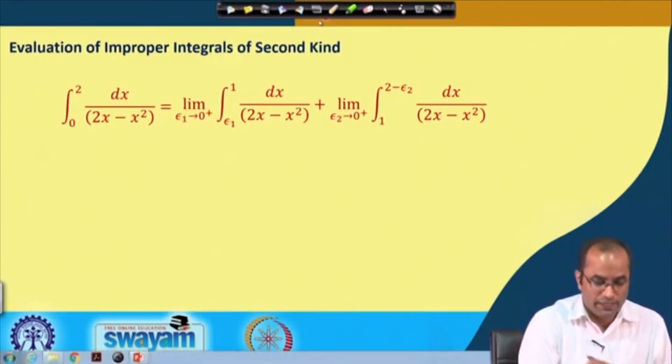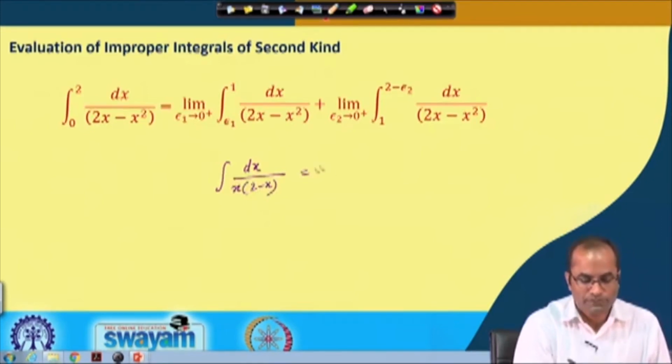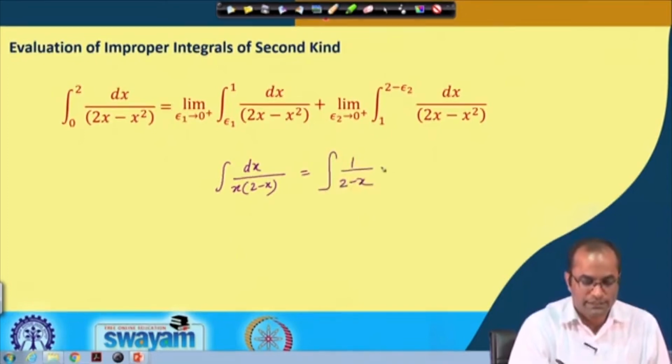So, let us look at this integral here. We have basically the integral dx over x times (2 minus x), which we can write down as 1 over 2 minus x, and then plus 1 over x.